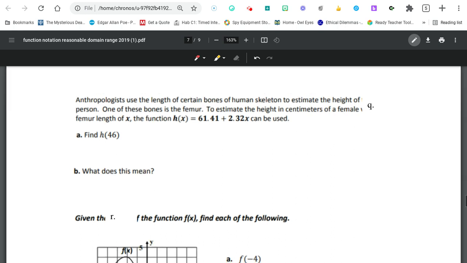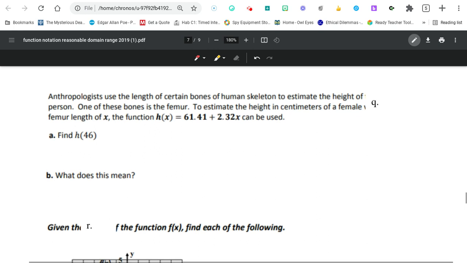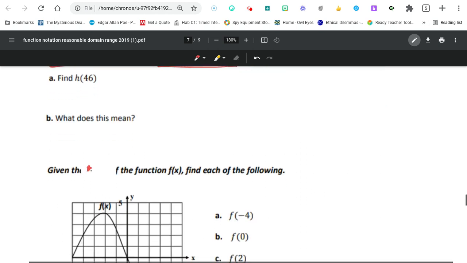I don't know what happened. What they use, this function. It got cut off, guys. I apologize about that. So it says to estimate the height in centimeters of a female femur length. Okay, we're not really cut off. I don't know why that's over there. That's weird. And I don't know why this is here either. That's bothering me.